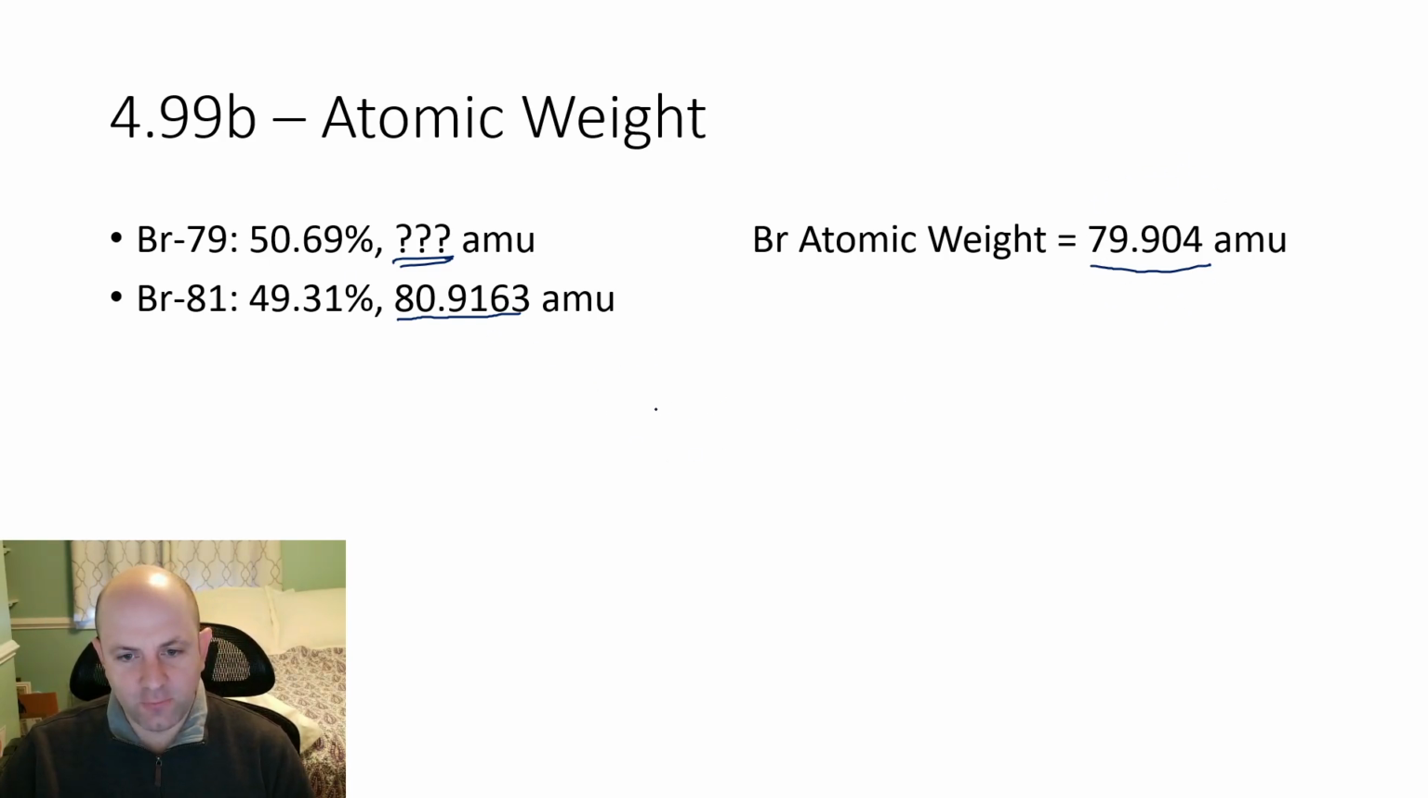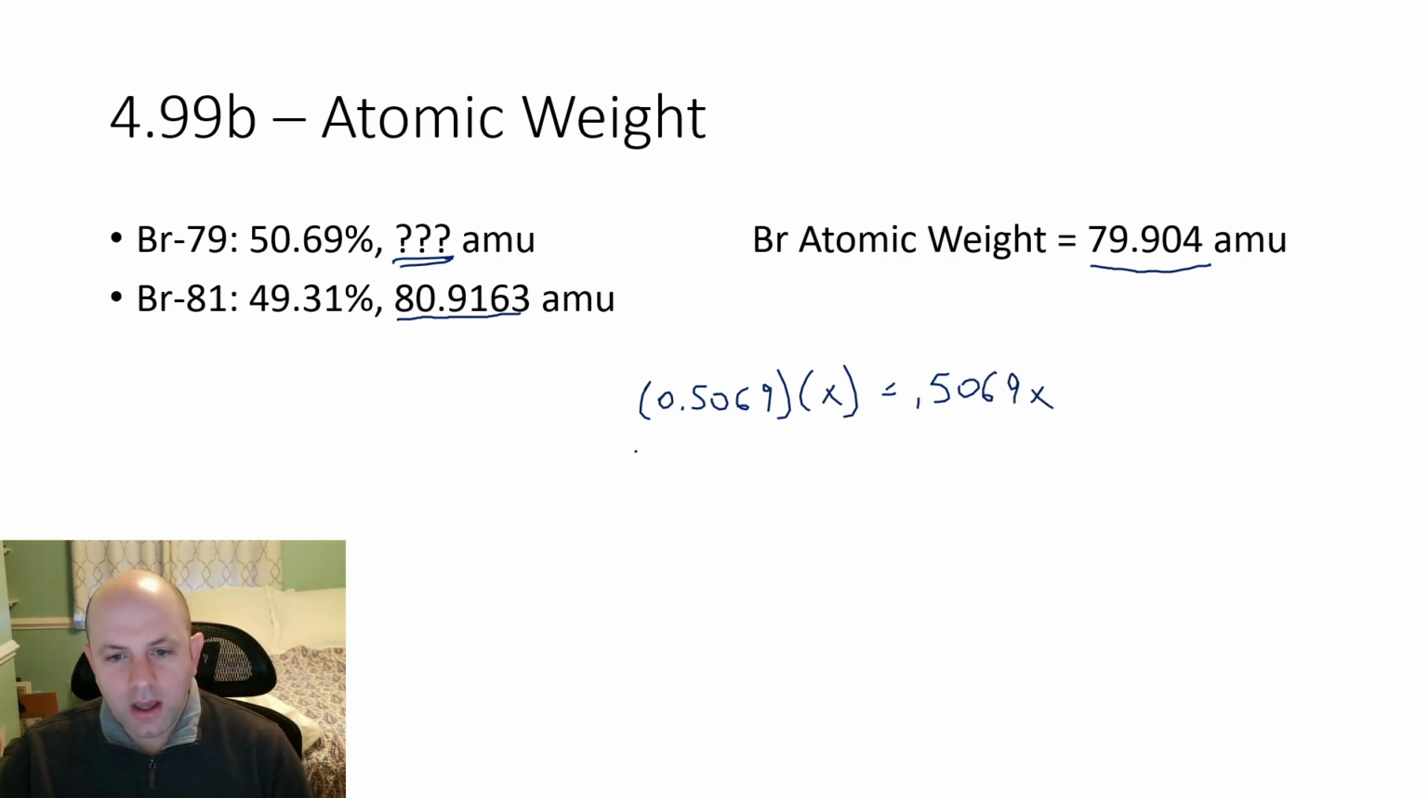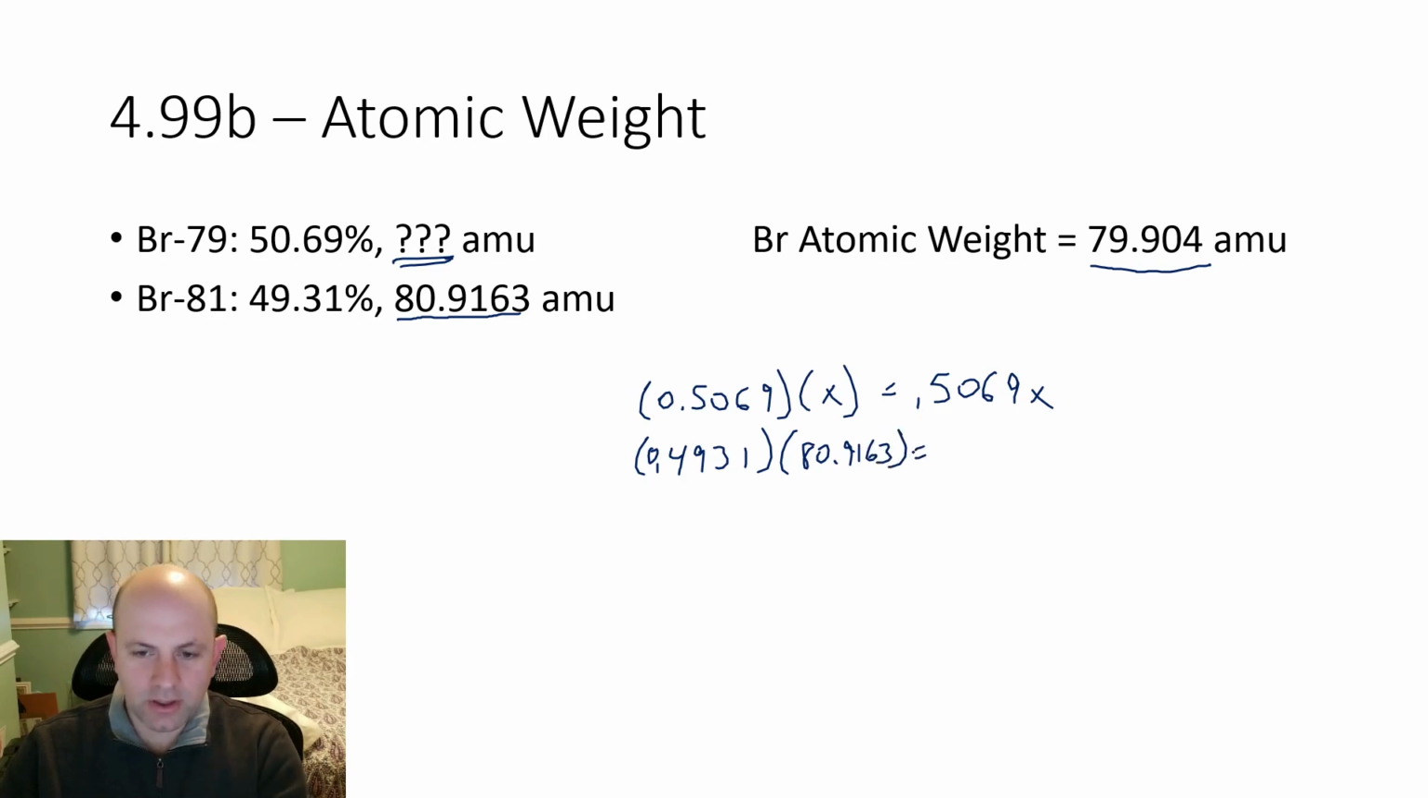So we say, okay, first isotope, 50.69% becomes 0.5069, but that's times some amount. I'm just going to call it X. So that's 0.5069x, right? That's what I've got. I then have the next one, 0.4931 times its mass, 80.9163 AMU. I'll go ahead and multiply that out.